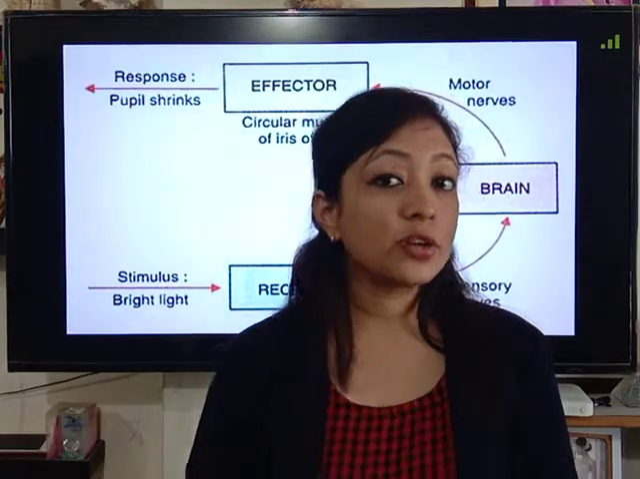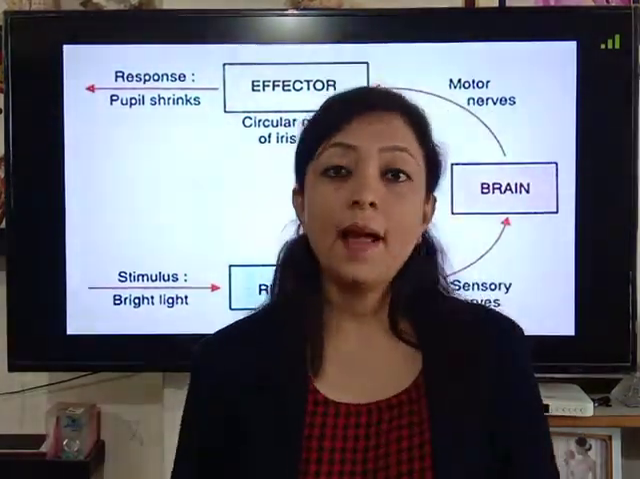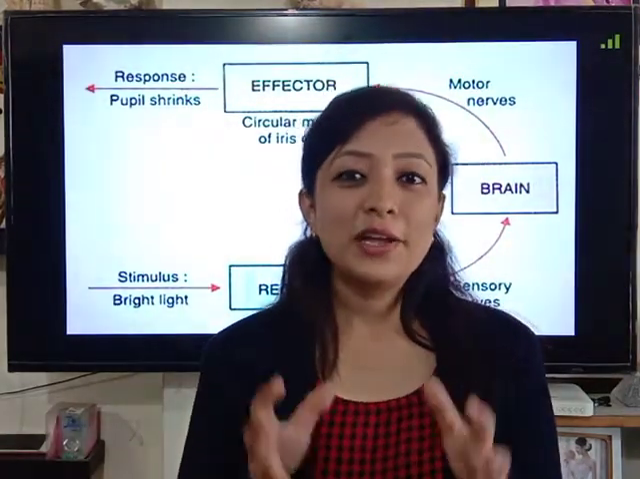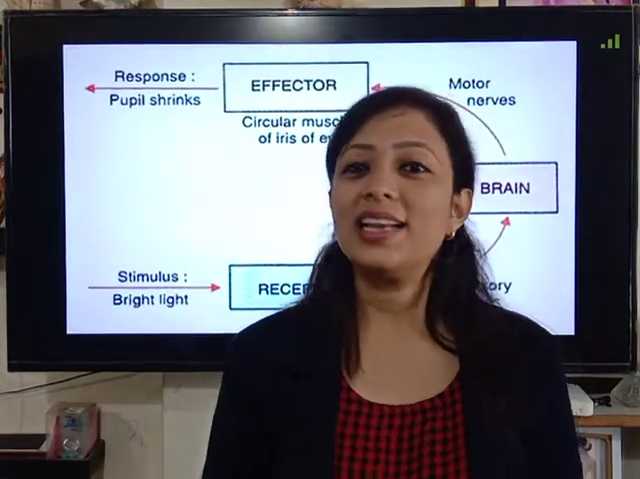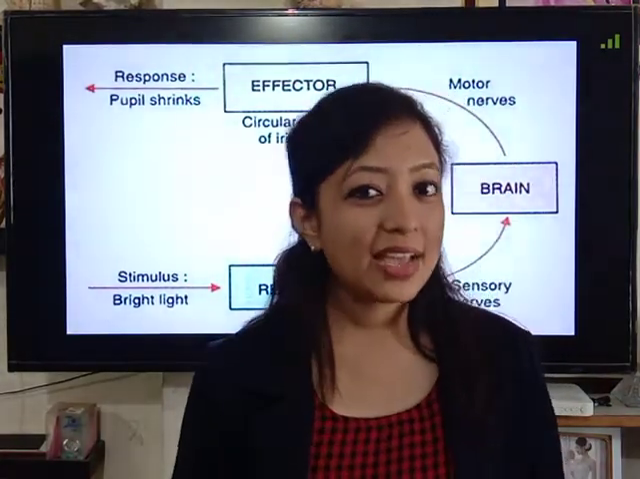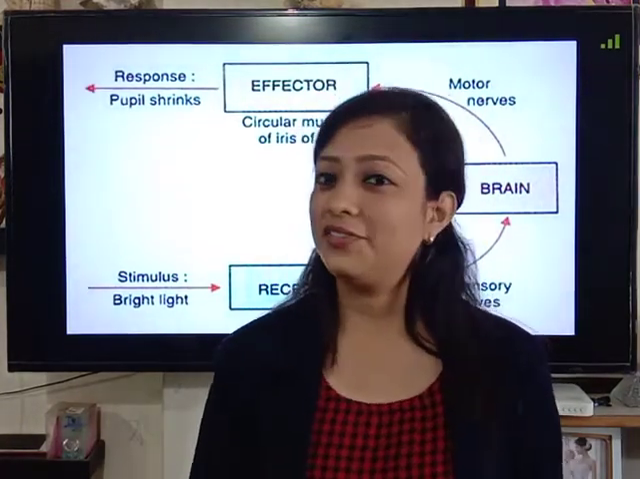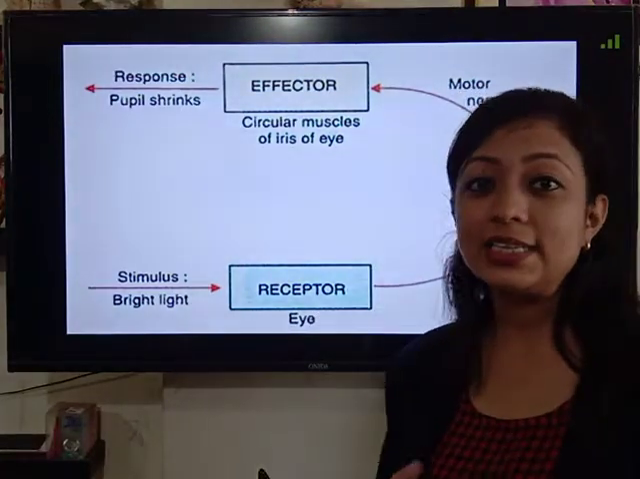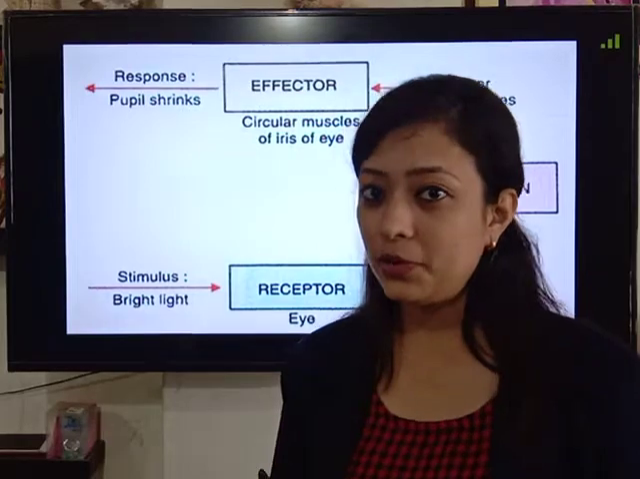So this type of reflex action, where both parts are involved, brain as well as spinal cord, this kind of reflex action is called Cerebrospinal Reflexes, where both the parts of CNS are involved, that is brain as well as spinal cord. So children, that was reflex action, the spontaneous and quick response to any kind of stimulus.